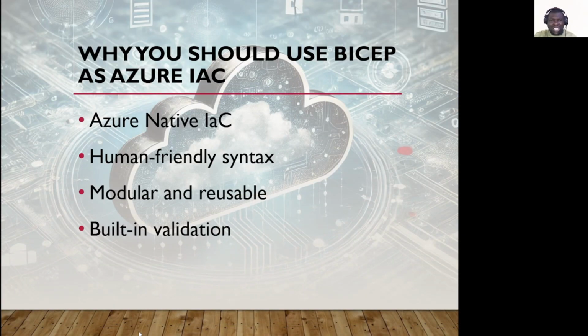Bicep is Azure native, which means it's fully supported by Microsoft, ensuring seamless integration. Bicep has simplified syntax, easy to read and write compared to JSON. Bicep is modular and reusable. It helps to break down infrastructure into reusable pieces with ease, and also helps us to manage these resources and code more effectively. Bicep has inbuilt validations, which help us to catch errors before deployment, saving you time and effort.